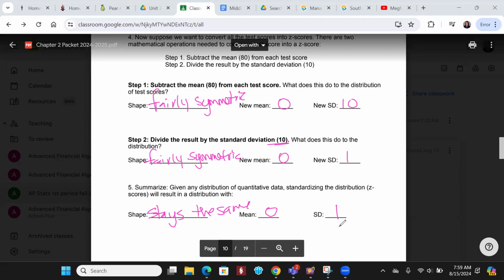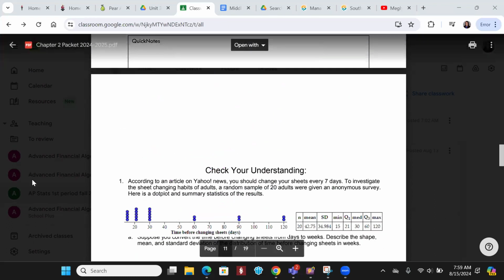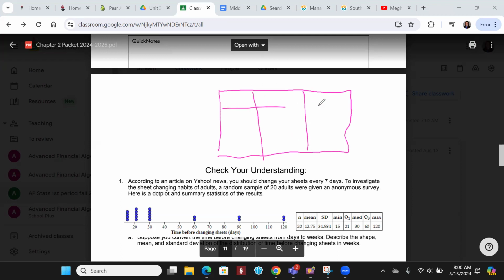Okay, then flip the page. So we're going to summarize this. All right, we're summarizing it. So you're going to draw this little chart. And this is for each one of these types of scenarios. And you're going to put shape, center, and variability.